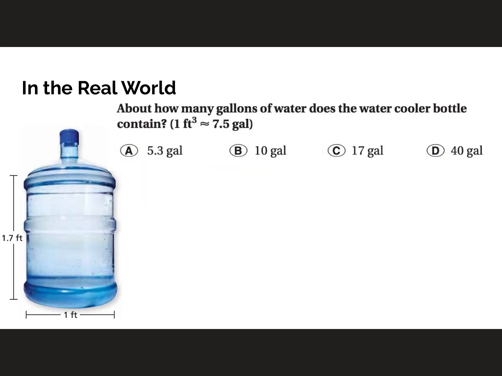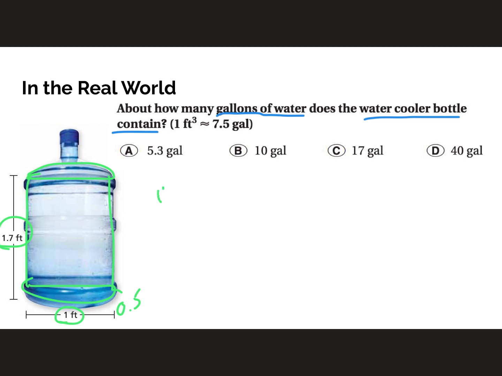Okay. So let's talk about this in the real world. So about how many gallons of water does the water cooler bottle contain? So we have here a cylinder. Here's our circular top. Here's our height. Here's our circular bottom. So here is my diameter, so my radius can be 0.5. Here's my height, 1.7. So we're going to figure out the volume of this cylinder.